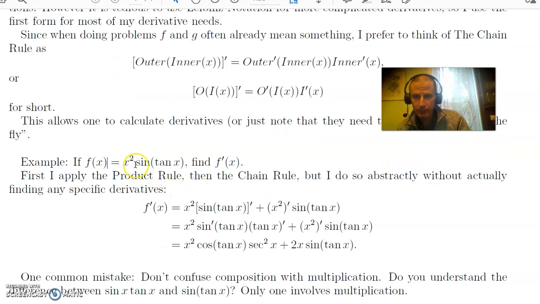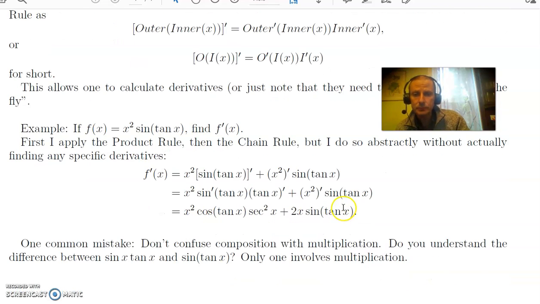So first off, this is x squared times sine of tangent x, which means I want to use the product rule on the x squared and on the sine of tangent x. So when I abstractly do the product rule, I get that f prime of x is going to be x squared times the derivative of sine of tangent x, whatever that turns out to be, plus the derivative of x squared times sine of tangent of x. Now I can just use the chain rule on this sine of tangent of x part. I can't just get the one part highlighted, but that's okay.